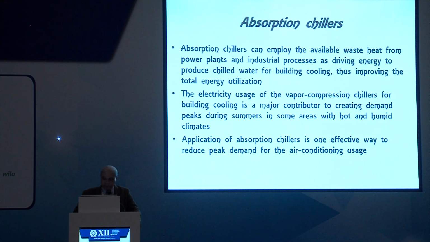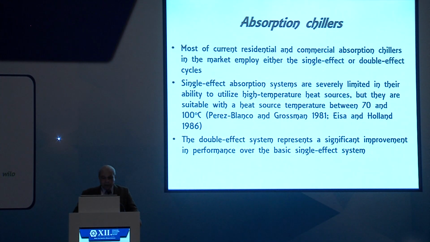And then they have historically also been associated with greenhouse global warming problems and ozone depletion problems, as many of you know. So the application of absorption chillers is one effective way to reduce peak demand for air conditioning usage. Most of the currently available residential and commercial absorption chillers in the market employ either single effect or double effect. The triple effect are less common than the single or double effect.